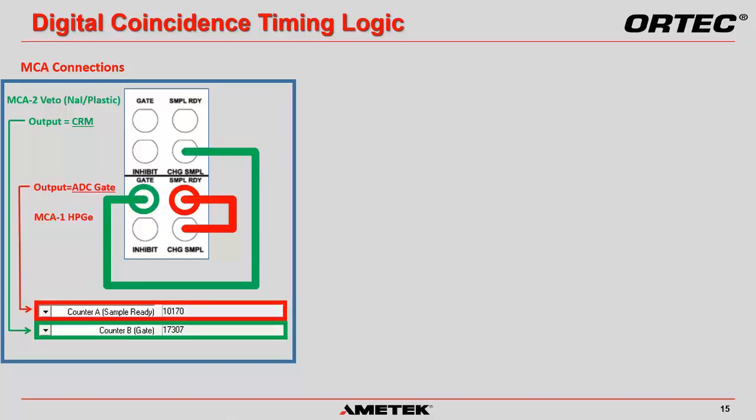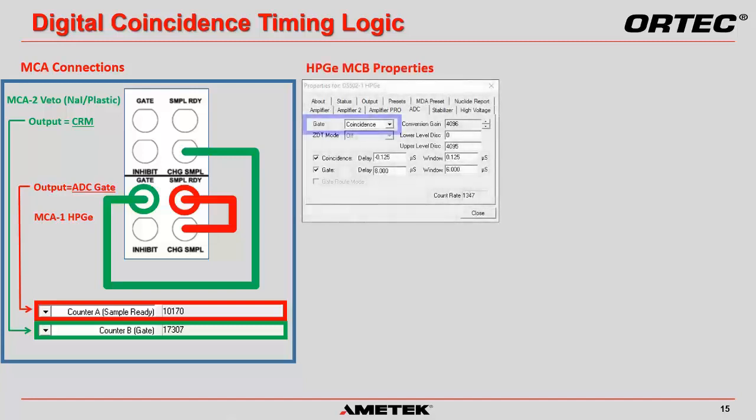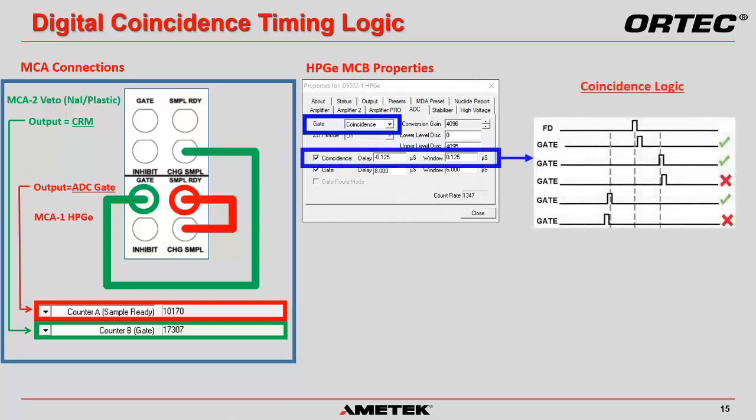In the MCB properties for MCA1, which is the high purity germanium detector, we set the gate to coincidence, enable the coincidence logic option, and set the delay and window values as necessary to define when photons arriving in the Veto and high purity germanium detectors are close enough to be associated with a common origin.